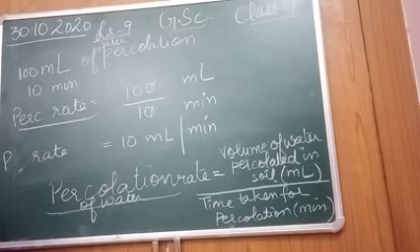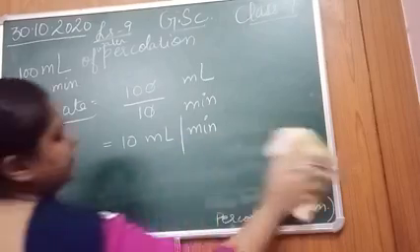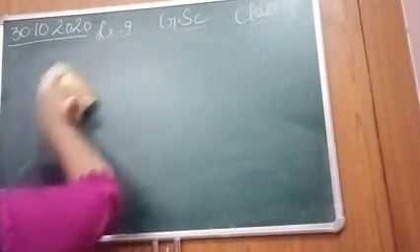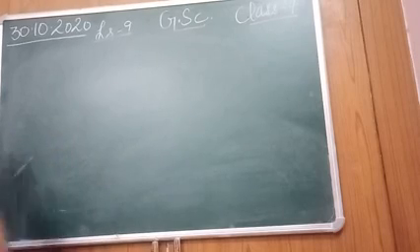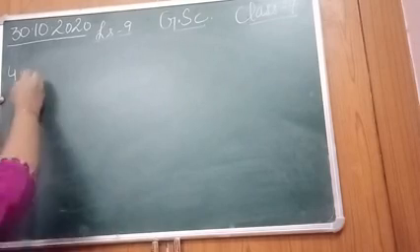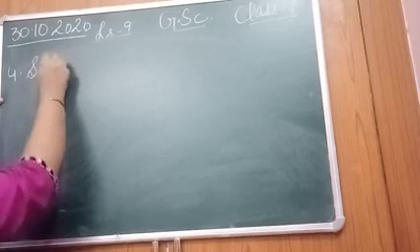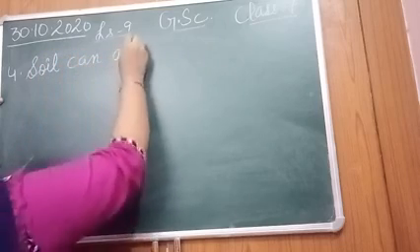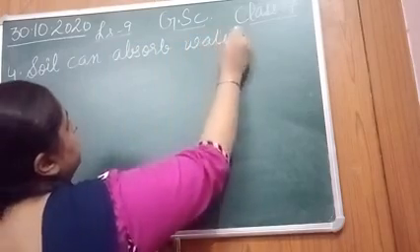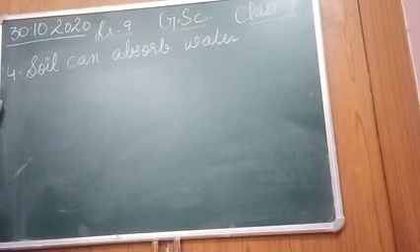Now, the next property that is left is that soil can absorb water. We have to do the next activity, that is soil can absorb water. Fourth property. Three we have proved. Next, fourth, is soil can absorb water. It is similar to that also. You will have to prove this property.